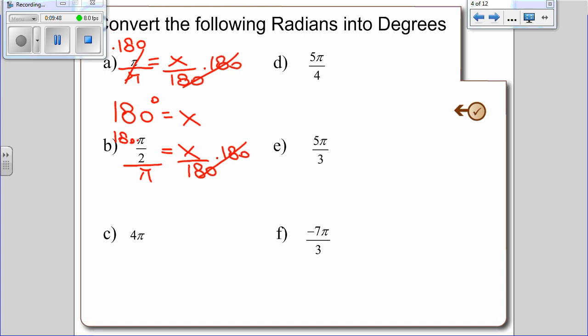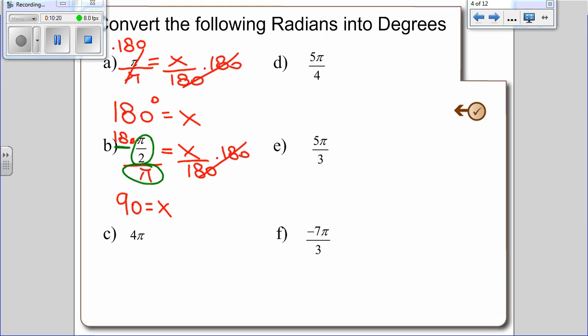Again, if I were you, I would put this in my calculator nice and slow. So I would go pi divided by 2, hit enter. Then I would divide that by pi. And then I times that by 180. So that my answer is 90 equals x. So what I'm doing is I'm putting pi over 2 in my calculator, then dividing it by pi, and then multiplying it by the 180. And that's how I'm getting my answers.